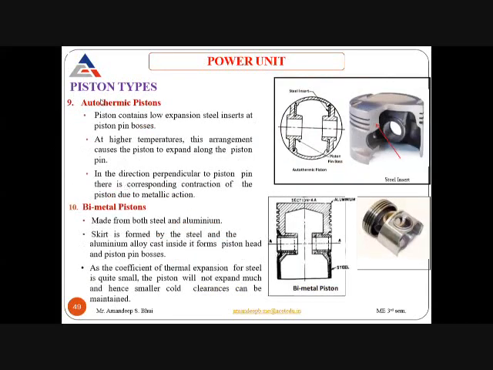Next type of piston is your autothermic piston. The autothermic piston contains a low expansion steel insert at the piston pin boss. This is your piston pin boss on top. Here you can see that this pin is installed inside. In this diagram, this is the top view. Here you can see these hatched areas, these are the steel inserts, which are inserted inside the piston.